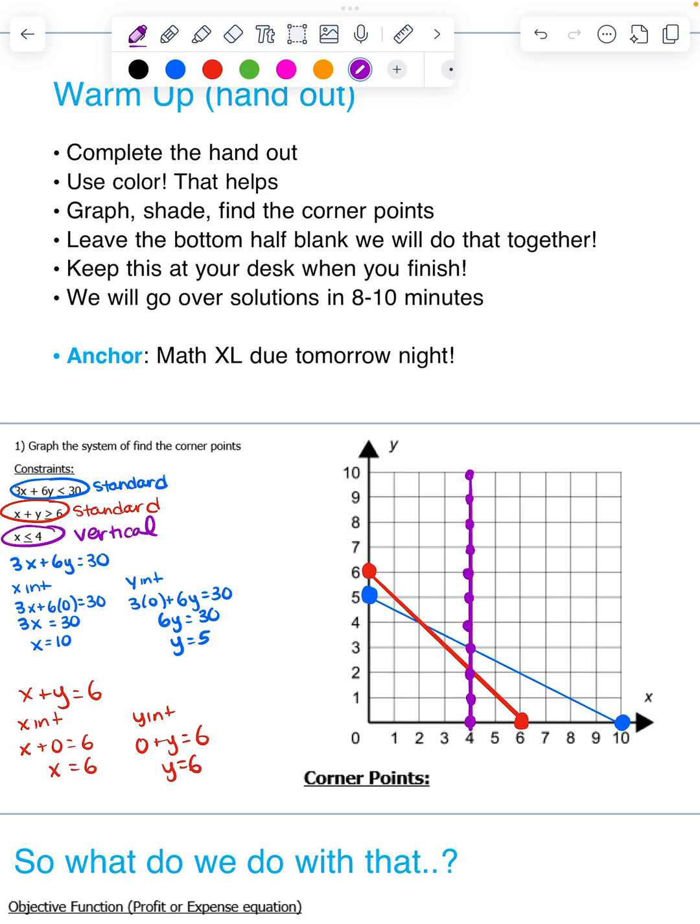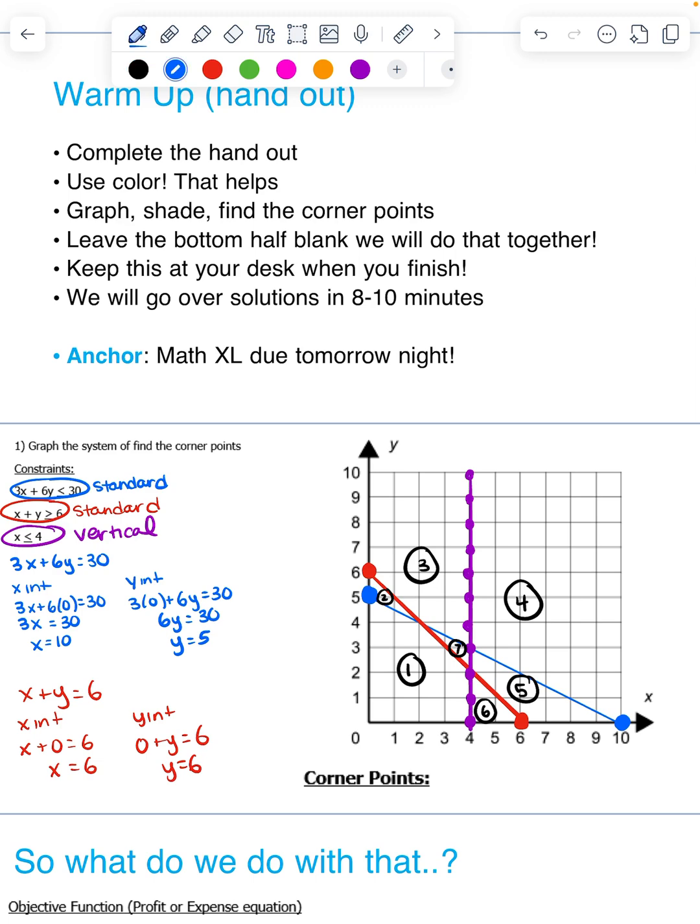Alright, and what this is going to do is create a bunch of different regions in my graph. So I've got, and it doesn't matter how you number them, if you number them in the same order as me or not. What's important is that you recognize that with all of these lines, there are 7 different regions.